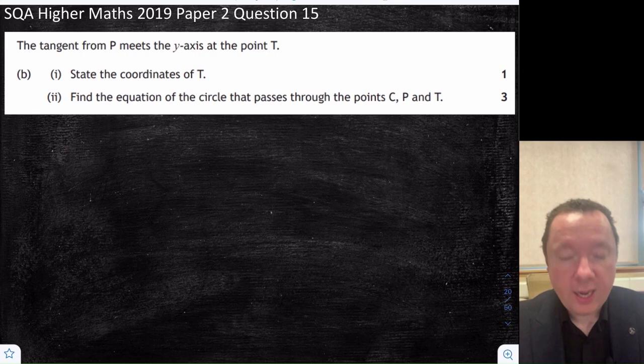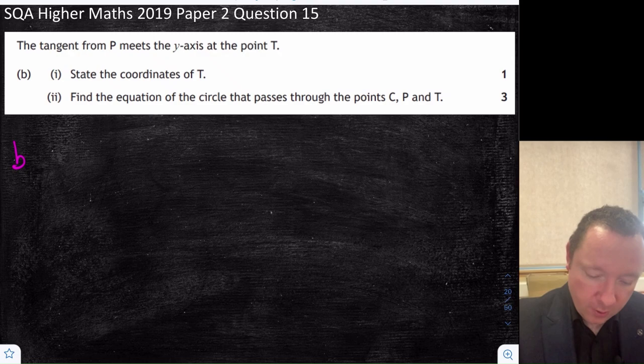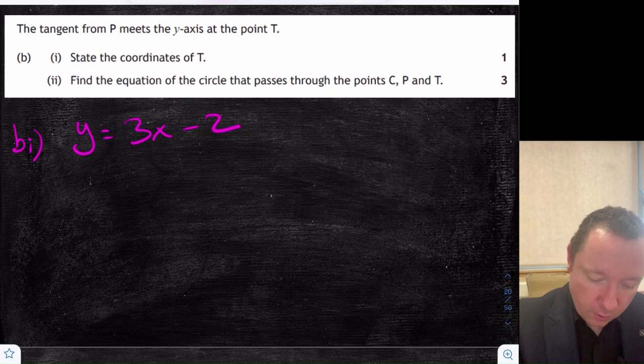Part b says the tangent at P meets the y-axis at point T. State the coordinates of T. Remember, the equation of our tangent is y equals 3x minus 2. So it meets the y-axis when x is 0, in other words, y is minus 2. So the point is just 0, minus 2.